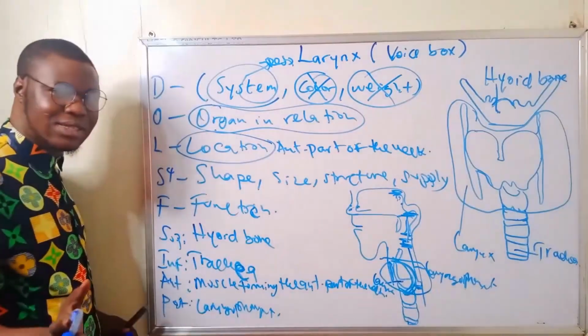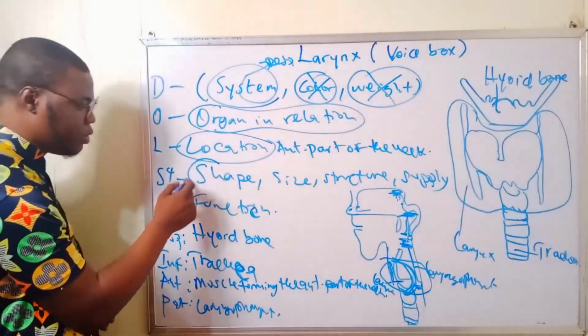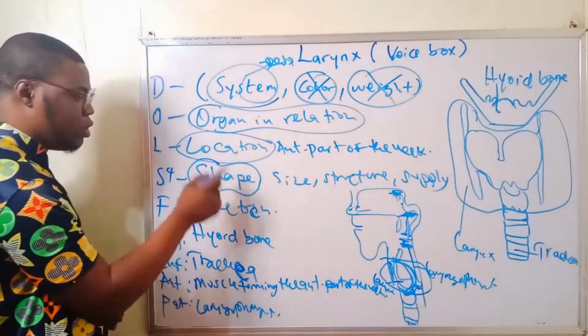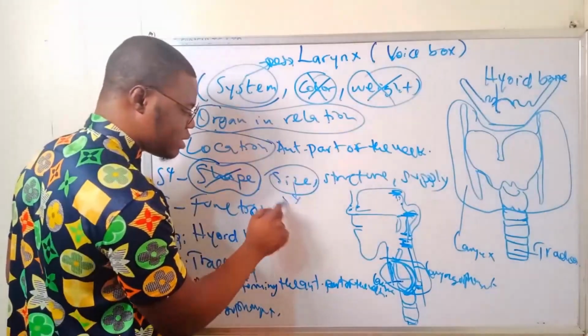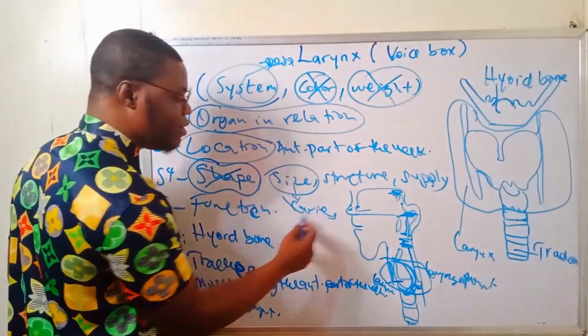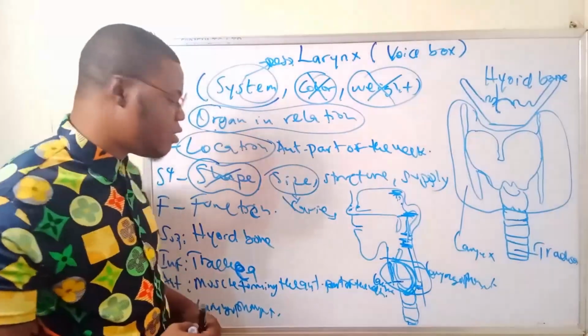So as simple as that. And now the next thing is the shape. For this shape, you can neglect it. But talking about the size, it varies. It varies. So for the size, I'm going to say it varies in size.